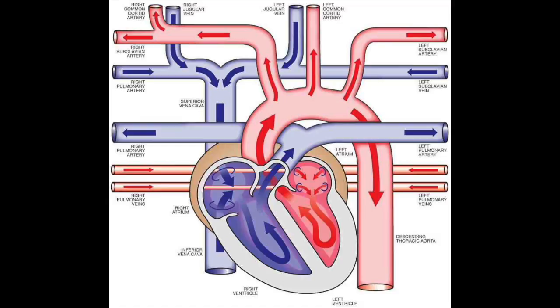Next, we'll find the arteries. So we got the 4 veins. Next, we're finding the arteries involved. Okay? Again, arteries carry blood away from your heart and to the rest of your body. Arteries away from the heart to the rest of your body.